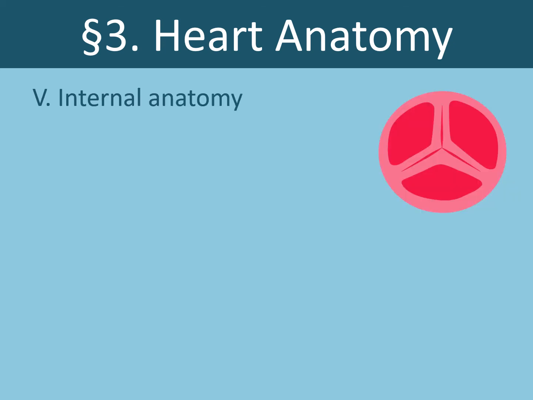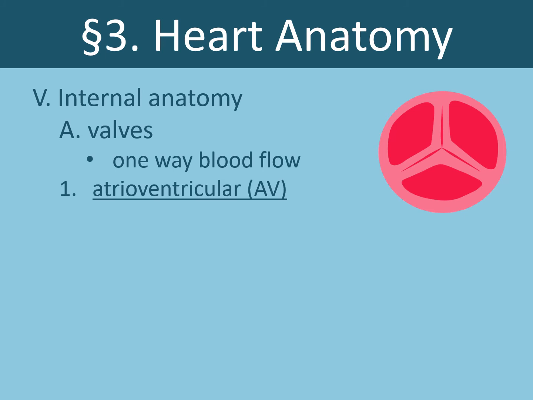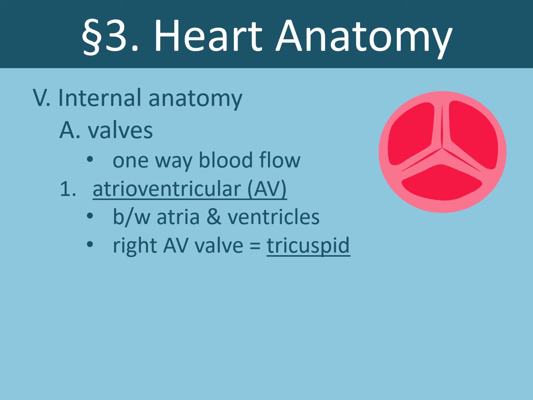Moving on to the internal anatomy of the heart. Within the heart are the valves. The valves are there to provide one-way blood flow. We want the blood to flow in one direction only. The atrioventricular valves, or AV valves, are those that are between the atria and ventricles, as the name implies. The right AV valve is also known as the tricuspid valve. That's because it has three flaps, or cusps. The left AV valve is also called the mitral or bicuspid valve, because it has two cusps.